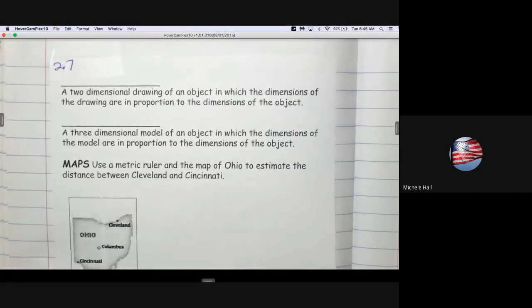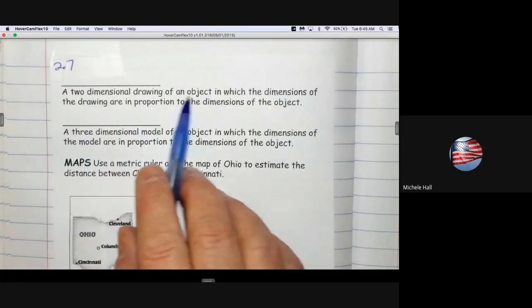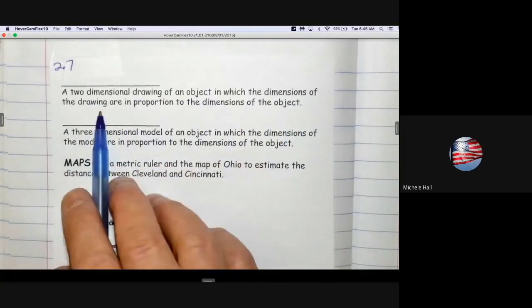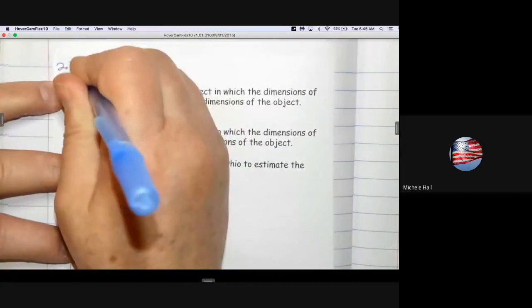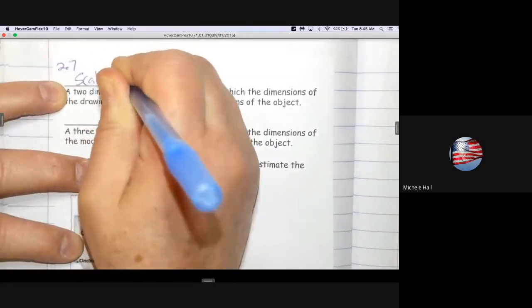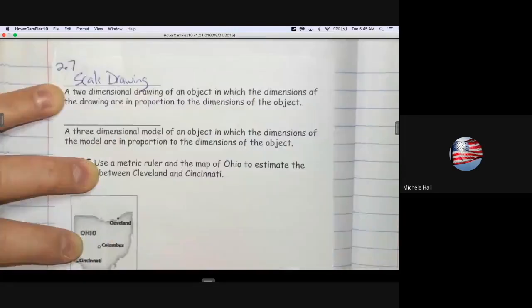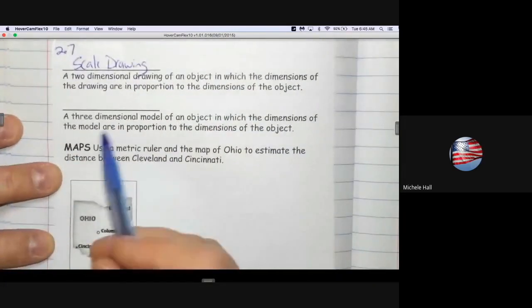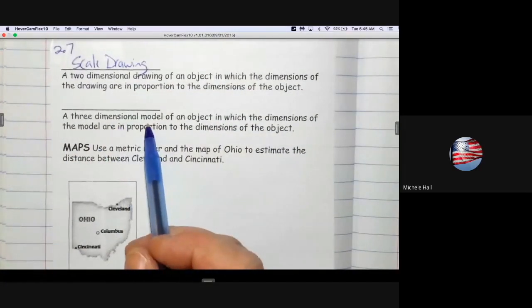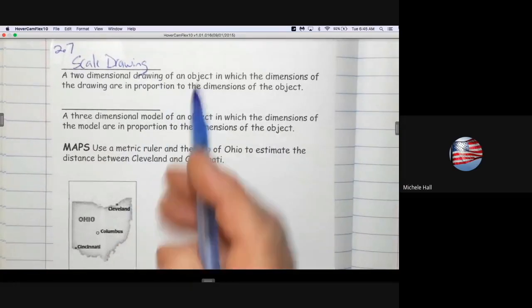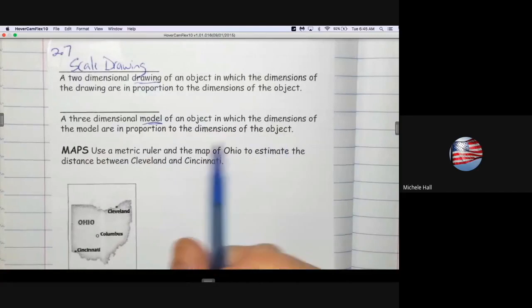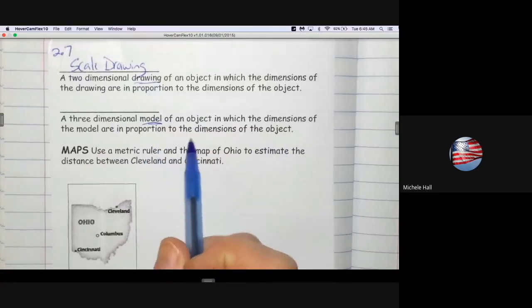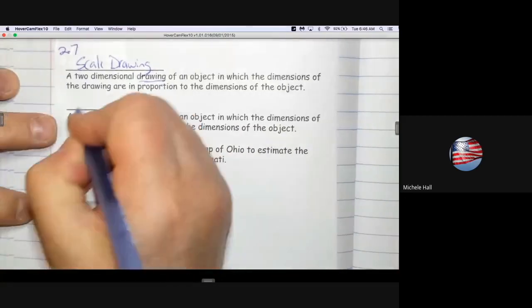2.7, you can see that a two-dimensional drawing of an object in which the dimensions of the drawing are proportional to the dimensions of the object. This is called a scale drawing. A three-dimensional model of an object in which the dimensions of the model are proportional to the dimensions of the object is a scale model.